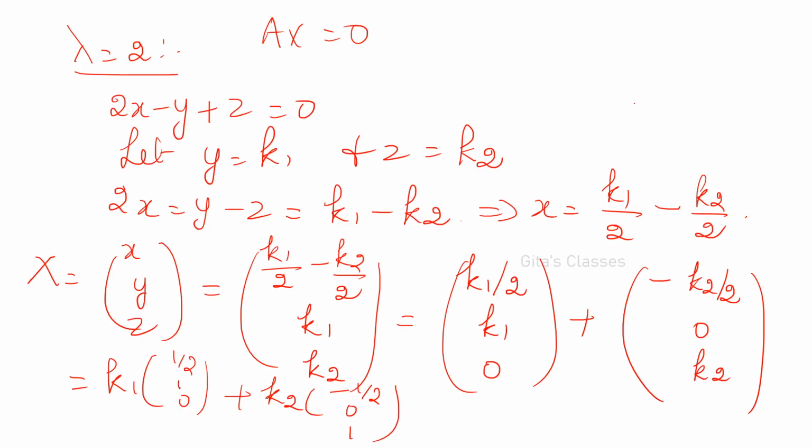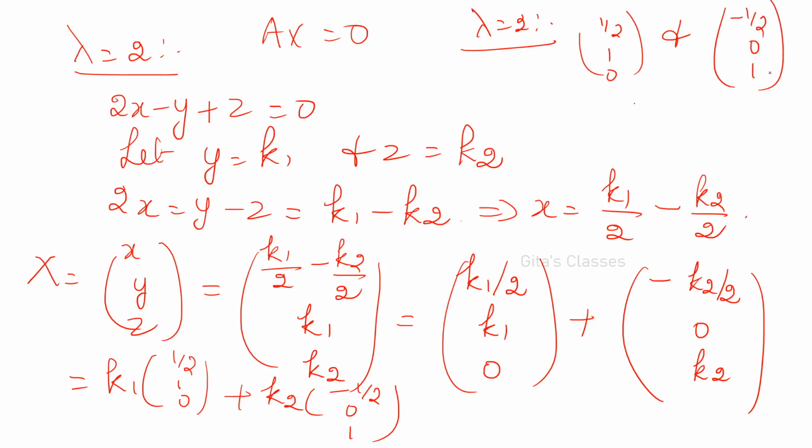So now there are two eigenvectors for the eigenvalue 2. Therefore, for lambda equal to 2, the eigenvectors are 1 by 2, 1, 0 and minus 1 by 2, 0, 1. These are the eigenvectors. For repeated values, you have to do like this.